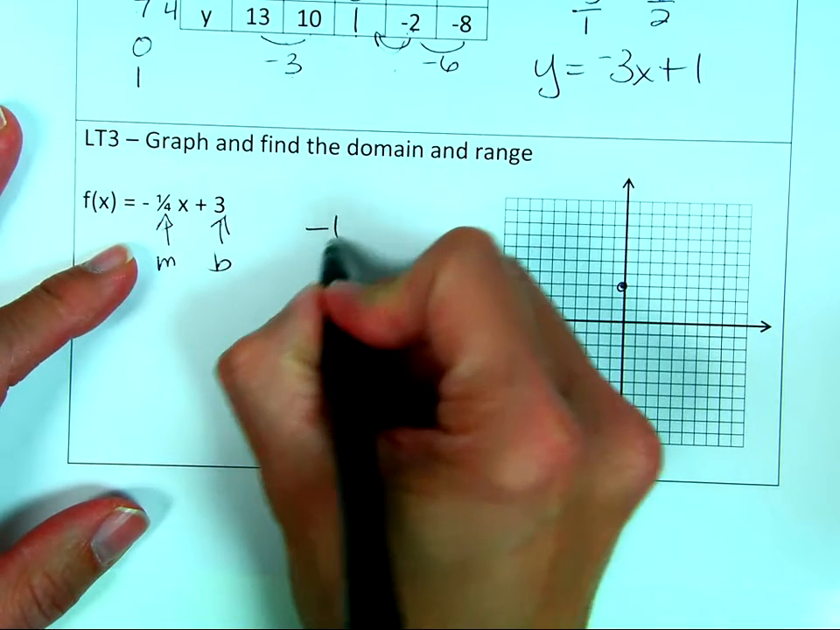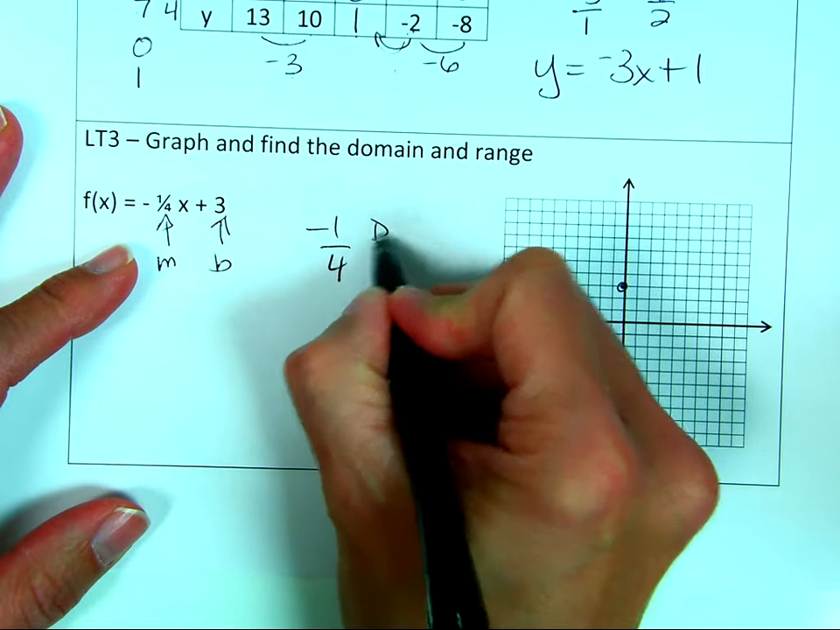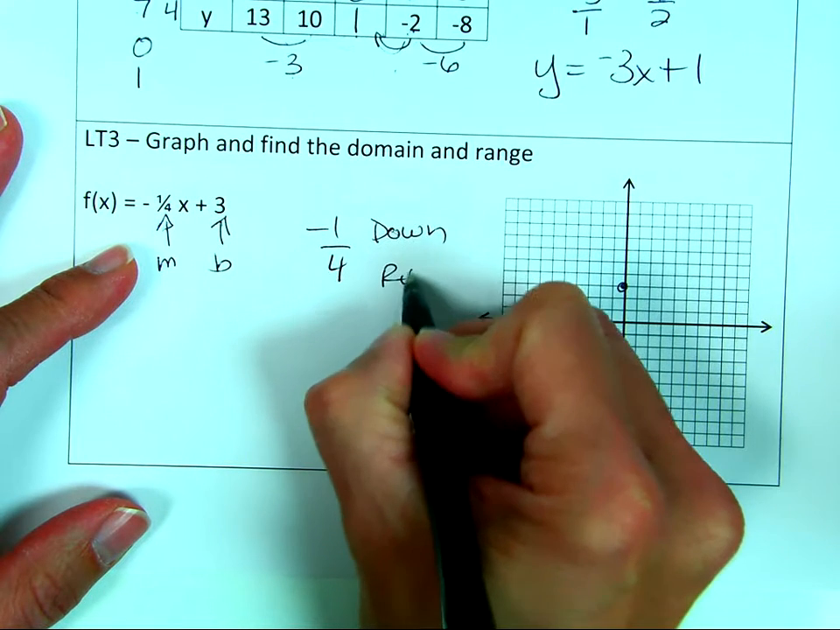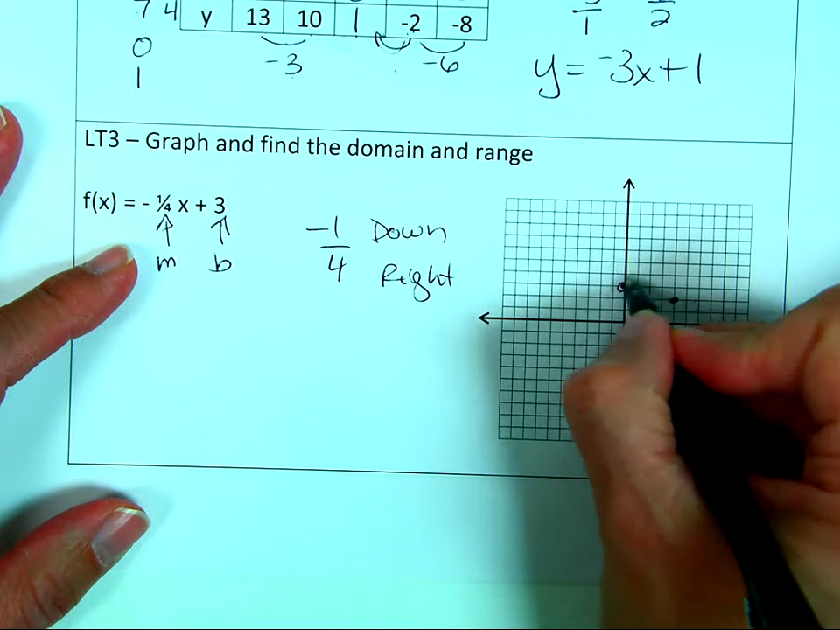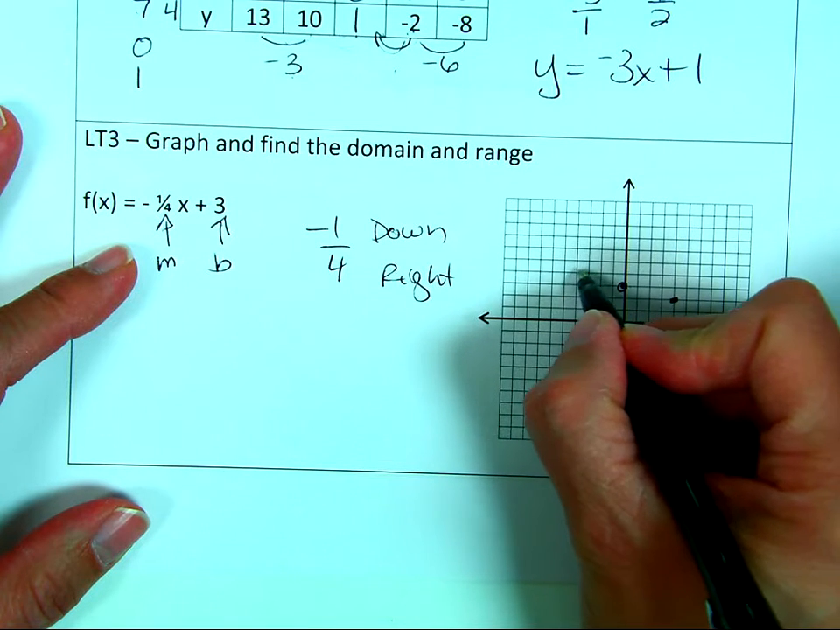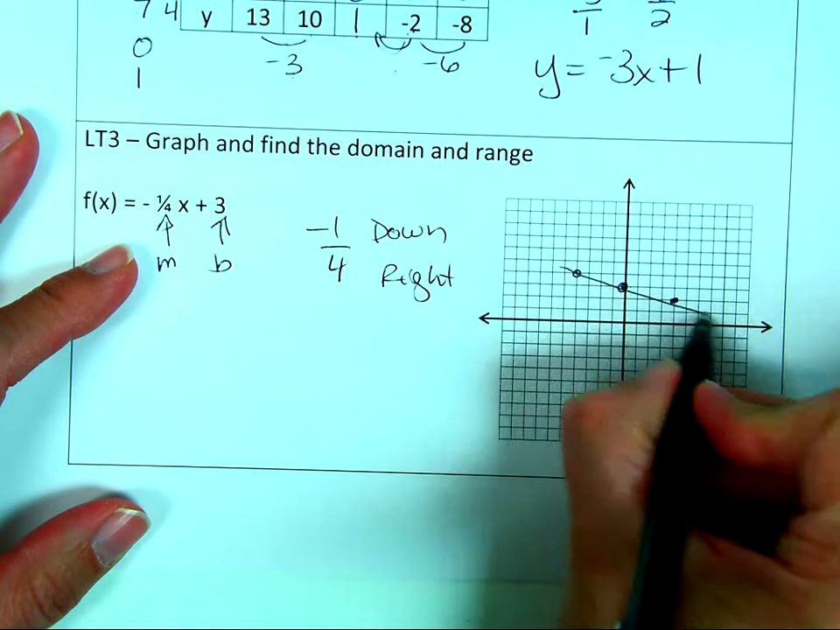So when I have a negative 1/4, that means I can go down because it's negative and right because that's positive. So I'm going to go down 1, right 4, or I could have switched and gone up 1 and over 4 and to the left 2. So here's my line. I graphed it.